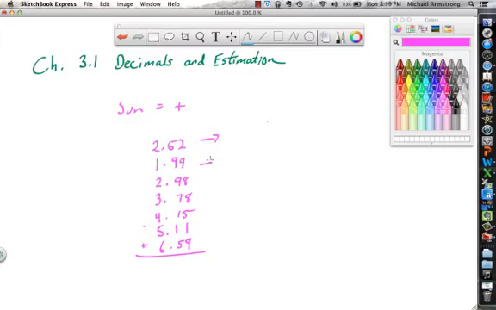So we're going to bring all of these numbers over as estimates. And we're just going to round, just basic rounding. So $2.52 rounds up to $3. $1.99 is 2, $2.98 is 3, $3.78 is 4, $4.15 is 4, $5.11 is 5, and $6.59 is 7. And we add those up. 3 plus 2 is 5, plus 3 is 8, plus 4 is 12, plus 4 is 16, plus 5 is 21, plus 7 is 28.